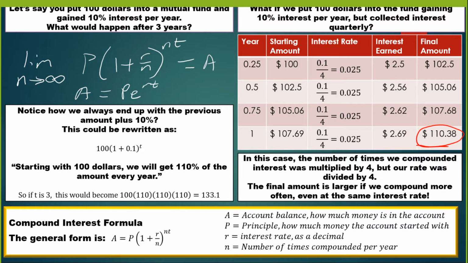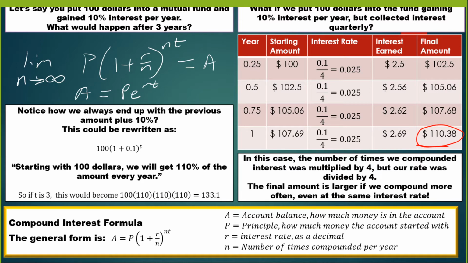So things like population. If you had a population of bacteria in a petri dish, that compounds continuously. So it's always splitting. Generally, things that happen in the natural world are continuously compounding. Really, it's only finance that doesn't do that, because no bank is going to allow you to compound infinitely many times.